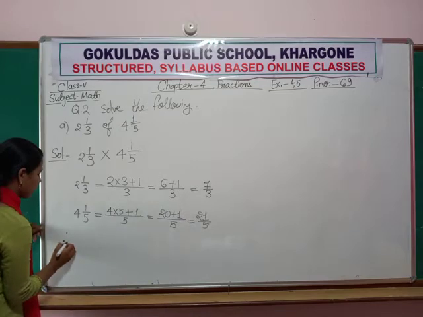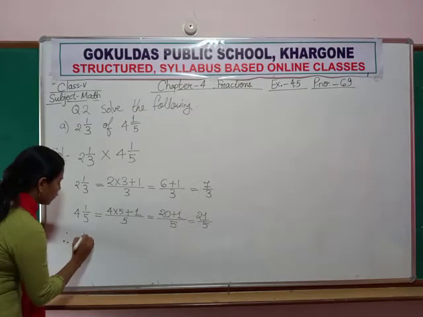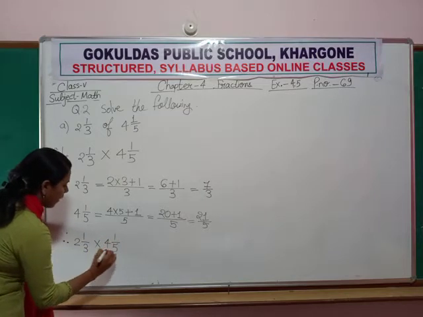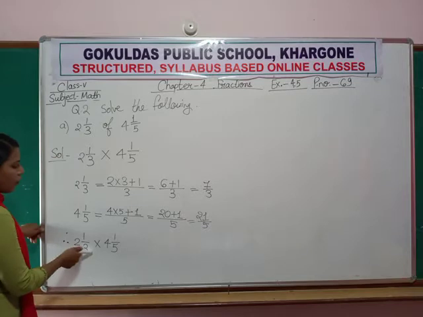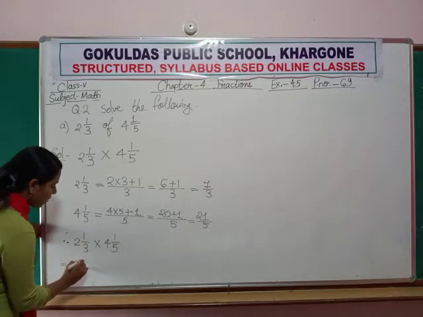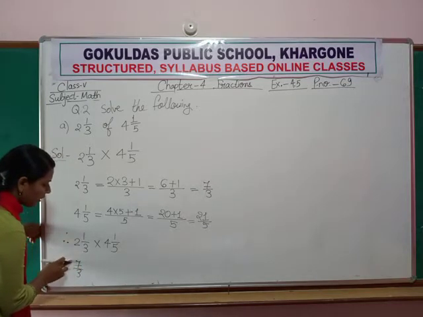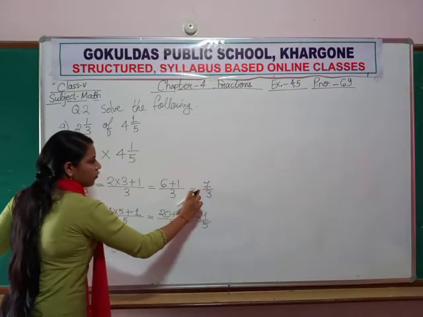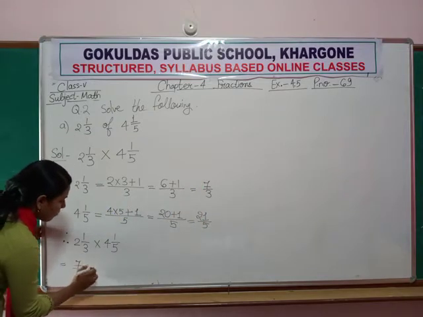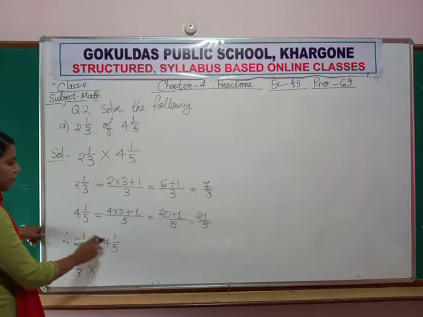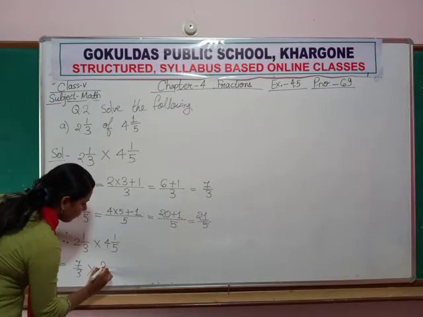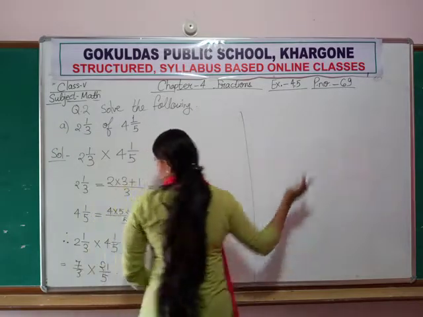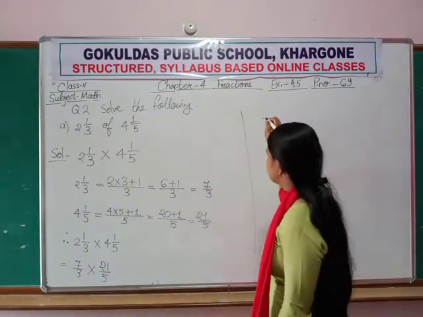Therefore 2 1/3 multiplied with 4 1/5 is equal to, now we can write 7 upon 3 at the place of 2 1/3. Why? Because this is equal to this. Then the multiply symbol. We can write 21 upon 5 at the place of 4 1/5. Right?